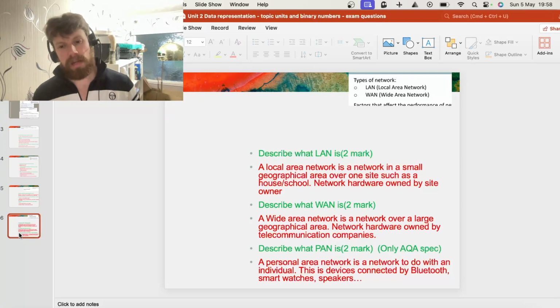The PAN, as I said, only for the AQA spec, is a personal area network, and it's to do with the individual. So these can be devices that are connected through Bluetooth, such as smartwatches, speakers, headphones, the list goes on.